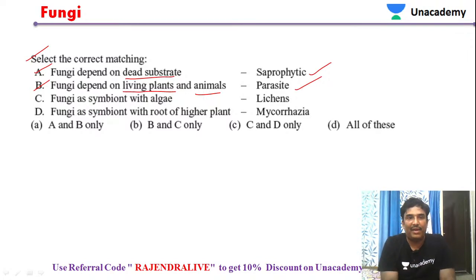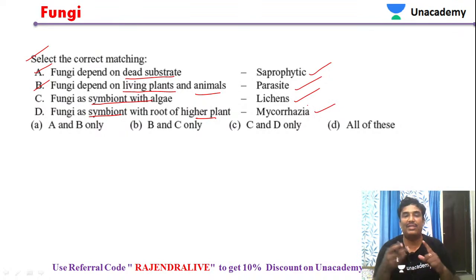Fungi act as symbionts. Fungi is symbiotic with algae. When fungi is in symbiotic association with algae, such a condition is called lichens. Yes, this is also a right statement. Fungi is symbiotic with roots of higher plants. Such a condition is called mycorrhizal roots.